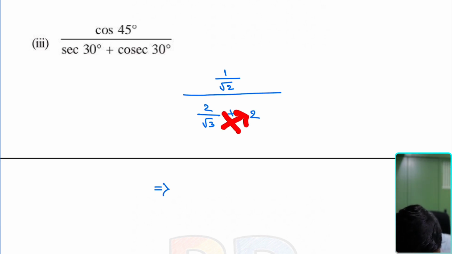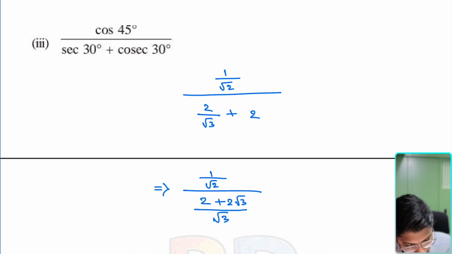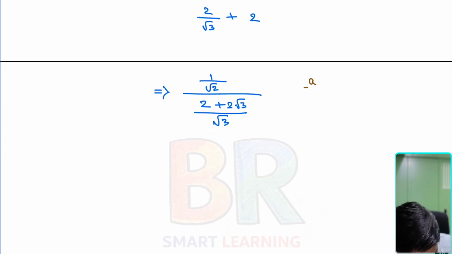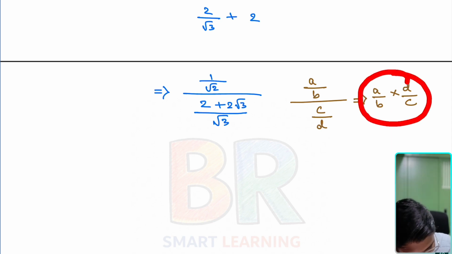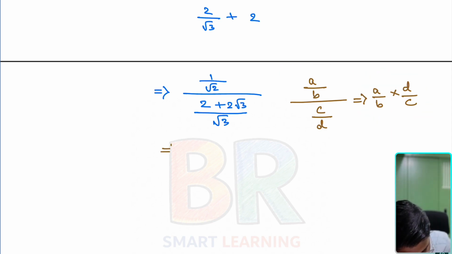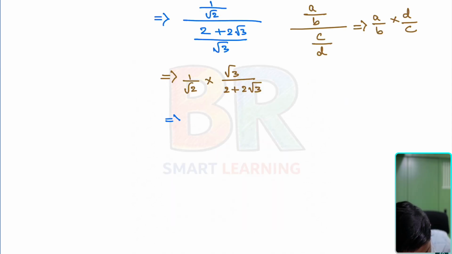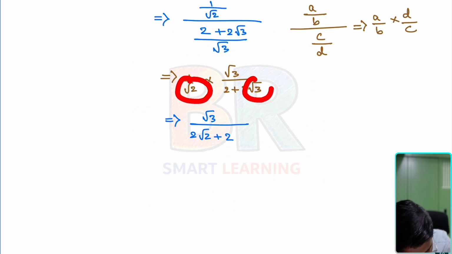On cross multiplying the denominator, we get 1 by root 2 whole divided by 2 plus 2 root 3 divided by root 3. Remember, when we have something like a divided by b whole divided by c divided by d, then we can write it as a divided by b into d divided by c. We will apply this over here. Then what will be the outcome? We get 1 divided by root 2 into root 3 divided by 2 plus 2 root 3. Now, what's the answer? Root 3 divided by 2 root 2 plus 2 into root 2 into root 3.